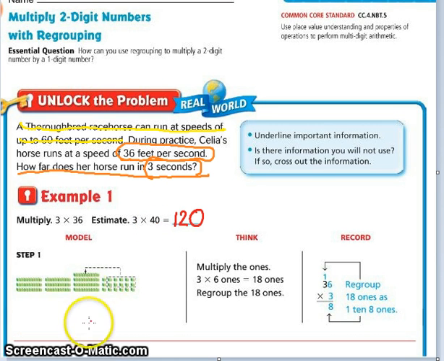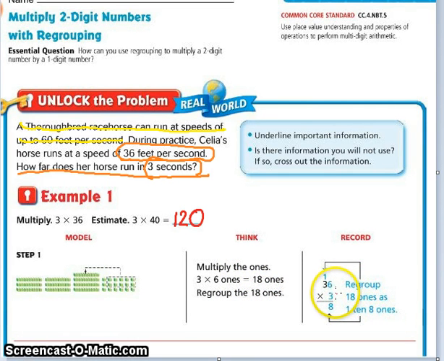Well, we can use our base 10 blocks to help us model because we're going to be regrouping. So think about this. We're going to multiply the ones, 3 times 6. The same way we would add or subtract, we start with ones. And that becomes 18 ones. And then we have to regroup the 18 ones. So watch how it's done here.